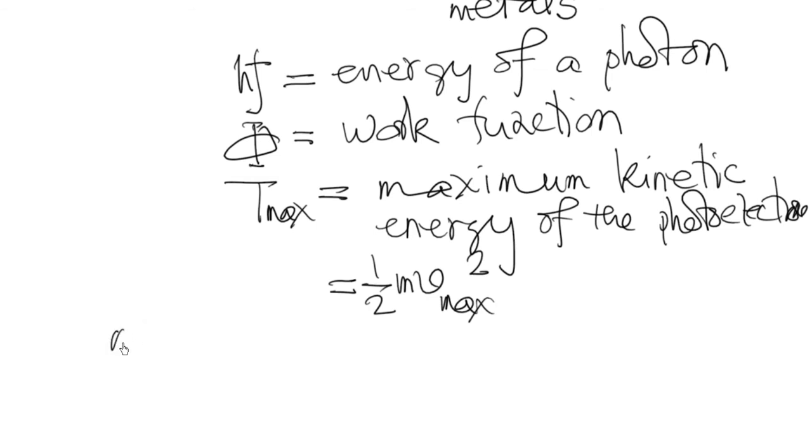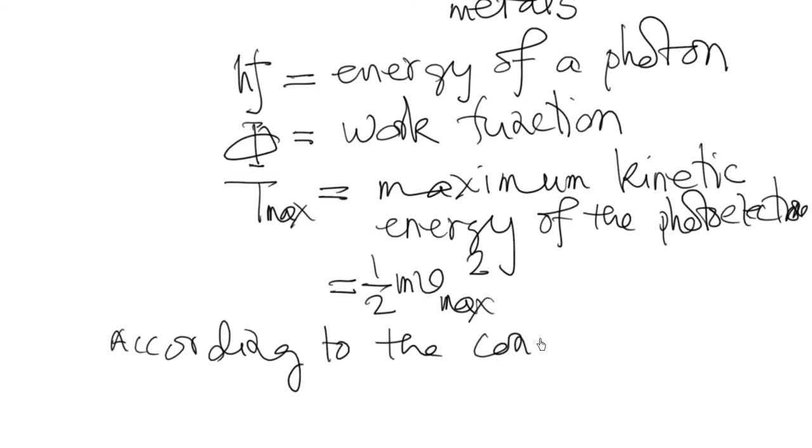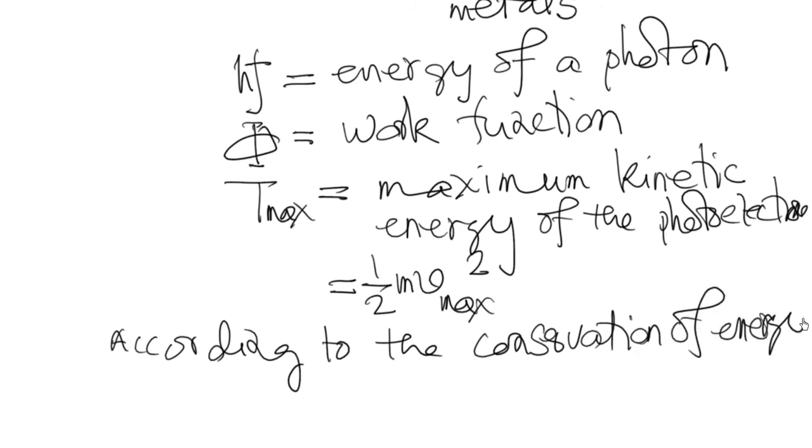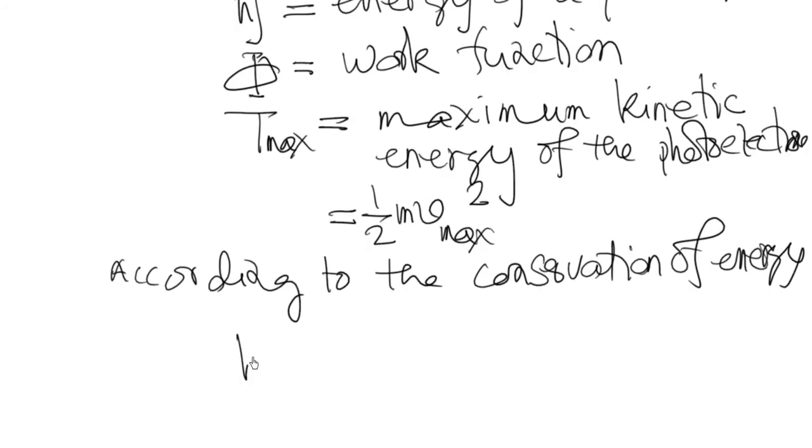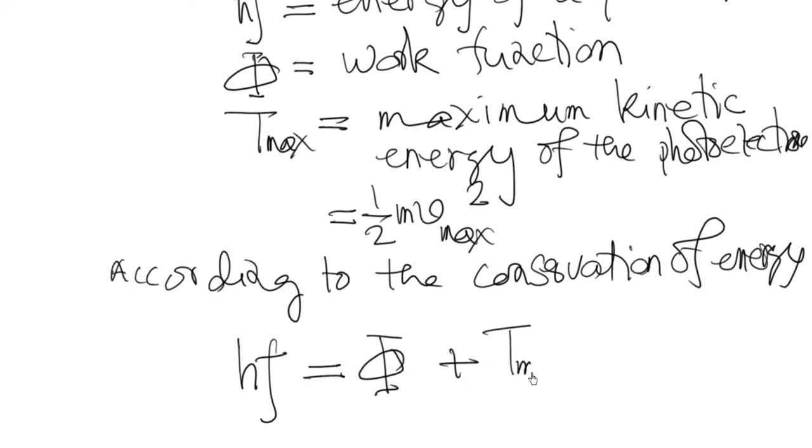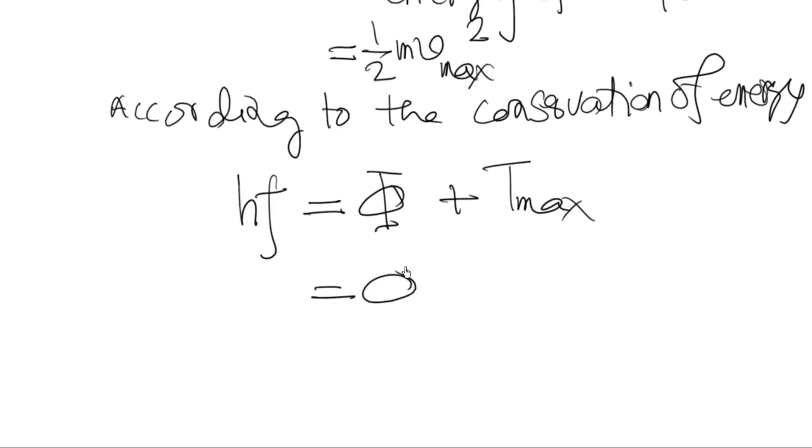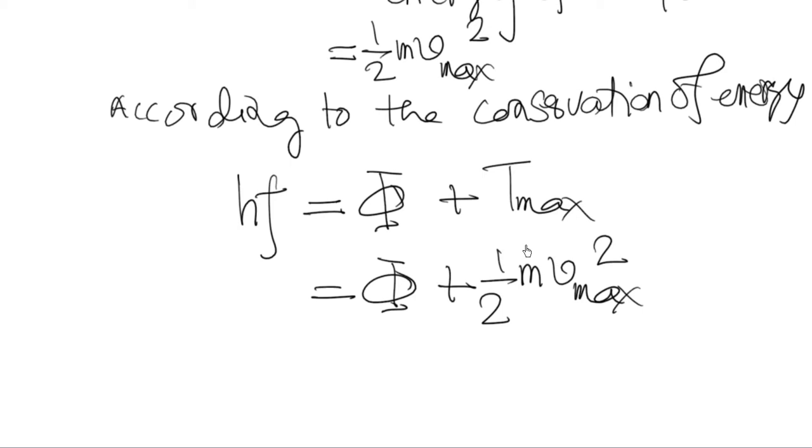Then according to conservation of energy, we can write down hf equals phi plus T max, or work function plus kinetic energy of the photoelectron. So m is the mass of the electron.